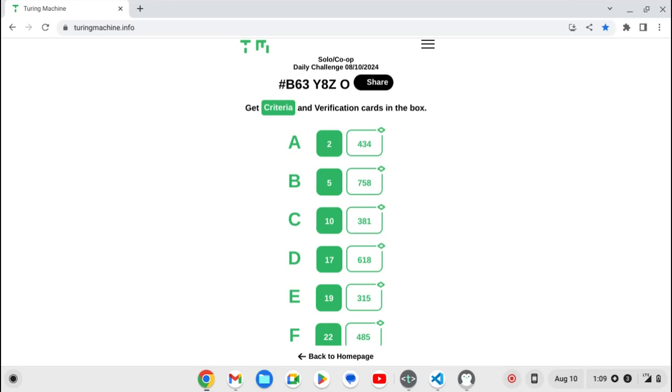Let's begin. Today is August 10th, 2024, and we're solving the Daily Turing Machine Puzzle. Today's puzzle uses the following 6 criteria cards: criteria card 2, 5, 10, 17, 19, and 22. And the puzzle uses the green verification cards. The code above is your way to get more information on today's puzzle by searching the code on turingmachine.info. Let's go solve.